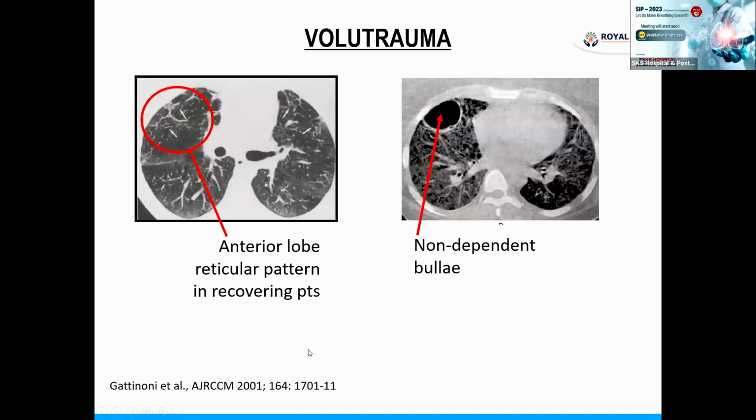So when they recovered from ARDS, in 2001, Gattinoni did a study. He did a CT on all these patients who improved from ARDS, and what he found was that predominantly the anterior portion of the lungs, the ventral portion, in the recovered patients had a reticular pattern or non-dependent pulling. This is mainly because of the volume trauma that happened to these lungs when they had ARDS and were ventilated, when the predominant part of the tidal volume was going into the normal anterior portion of the lung. This is evidence for the volume trauma that happens during ARDS ventilation.